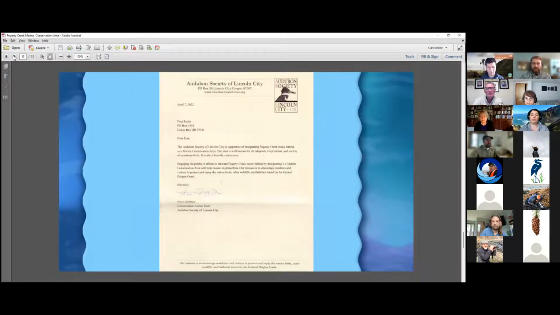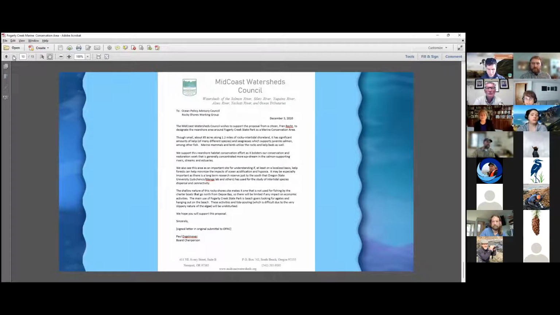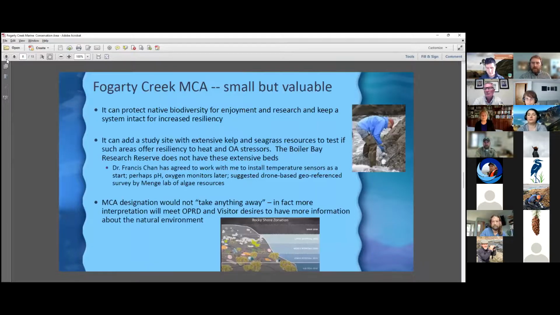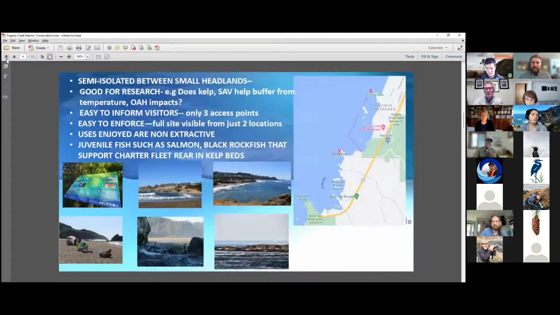I got a nice letter from the Audubon Society of Lincoln City. Here's a prior letter from the Midcoast Watershed Council. The signed one was in the original. And by the time of our OPAC meeting, or in the next week or two, I should have a letter to include from the city of Depot Bay. So that's the end of what I have prepared, and I'll be pleased to take any questions. Thank you very much, Fran.